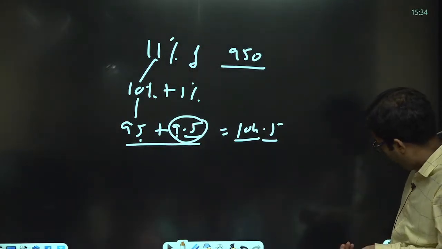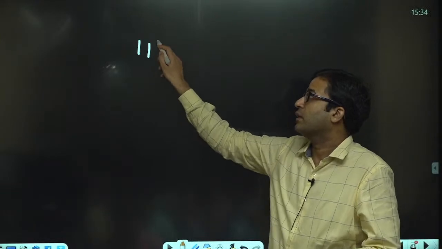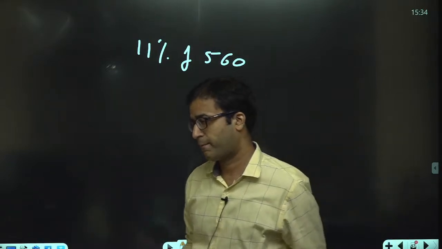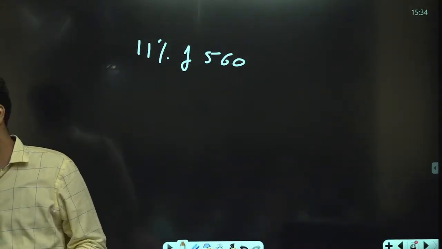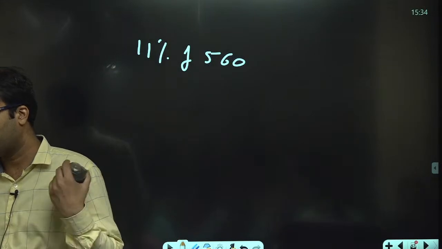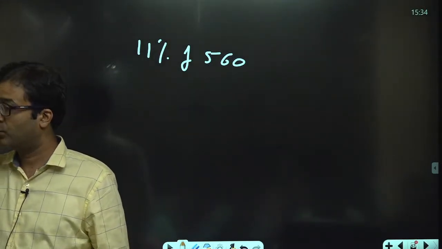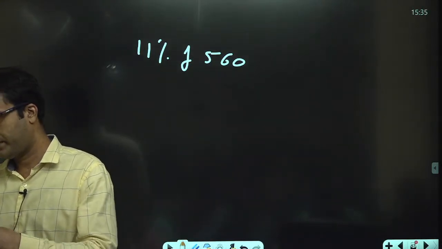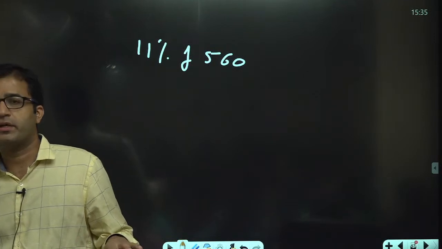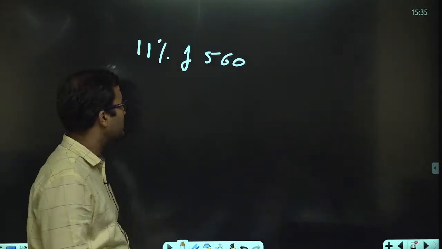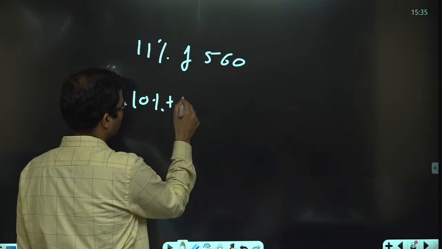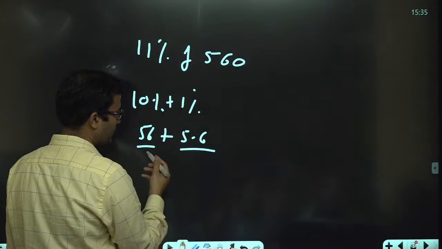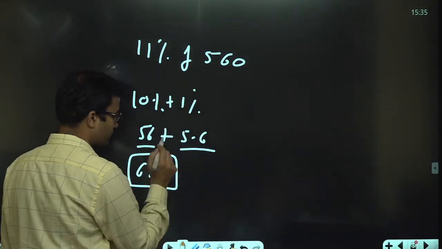We will try. देखो, if I ask 11% of 560, try this. Sahil and Neha, just check this. ठीक है, I will stop here. ये कर लेते हैं. This is 10% plus 1%. 10% is 56, 1% is 5.6. So it is 61.6.